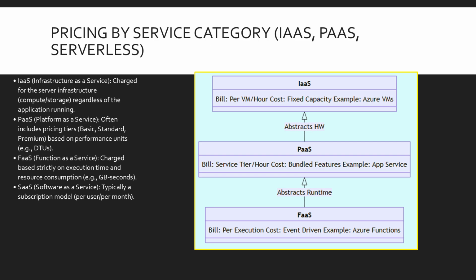This diagram classifies the pricing logic. IaaS is defined by fixed capacity, billing per VM/hour. PaaS moves to bundled features billed by service tier. FaaS represents the ultimate abstraction, where billing is event-driven per execution. Understanding this hierarchy helps you choose the right model. IaaS for control, PaaS for convenience, and FaaS for efficiency.